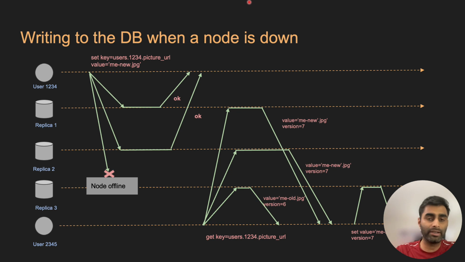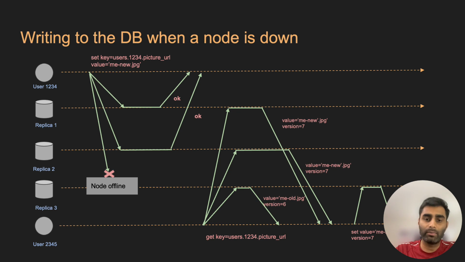Now let's see how the read is handled in this case. Imagine that the unavailable node comes back online after some time and clients start reading from it. Any writes that happened while the node was down are missing from that node. So if you read from that node, then you may get stale or outdated values as the responses. As you can see, if the client is doing a get operation here, then replica 3 returns a response with version 6, and the other two replicas return a response with version 7. So replica 3 is returning a stale response here.